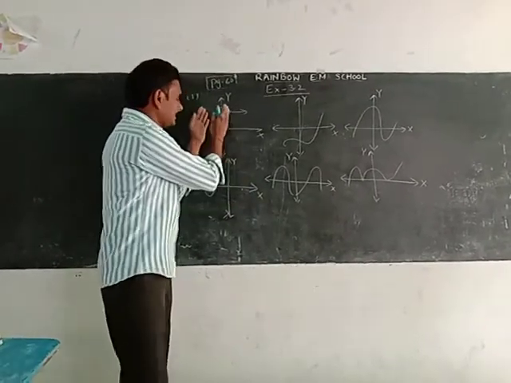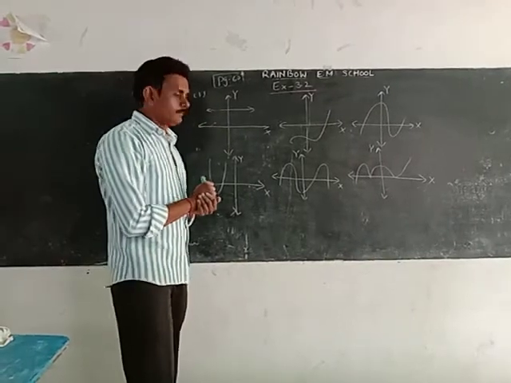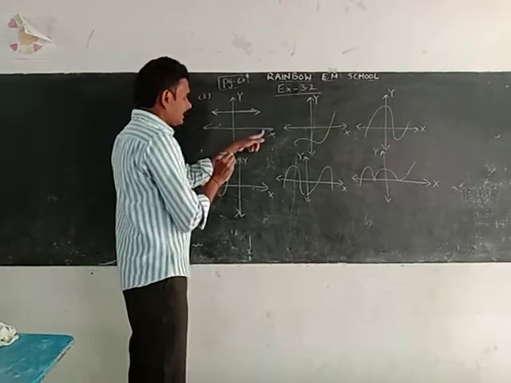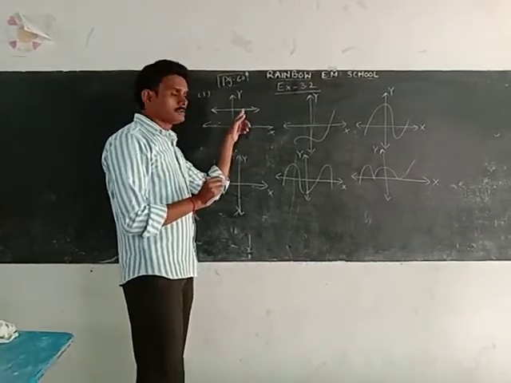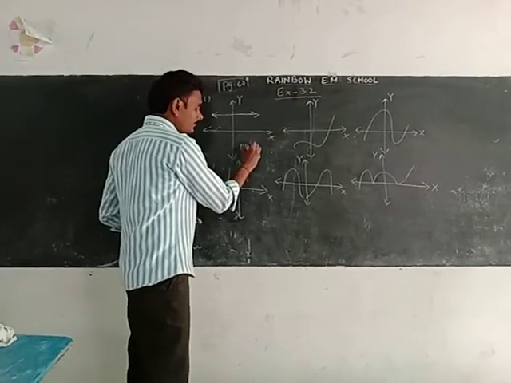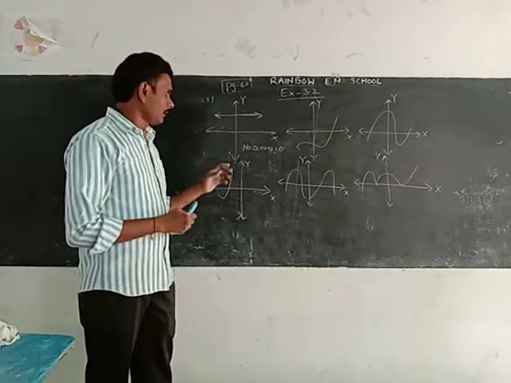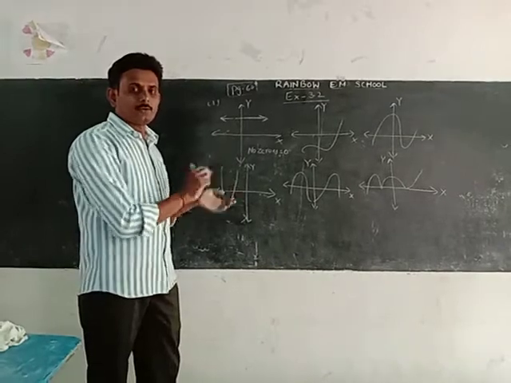We have to identify how many times the graph we draw touches the x-axis. For example, I take this one. This is the drawn line, this is the x-axis, this is the y-axis. This line does not touch the x-axis. So number of zeros how many? Number of zeros 0. This straight line does not touch the x-axis, so it has no zero.